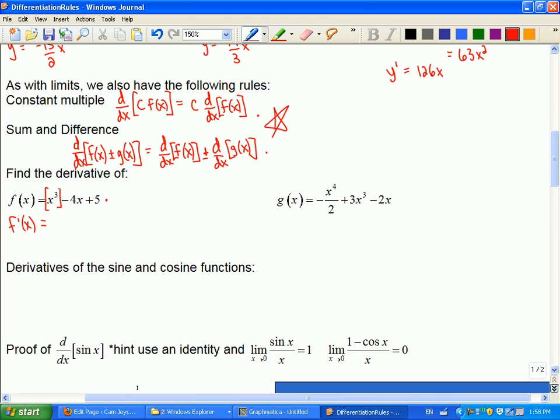So that's what we just worked out here. So what's 3x squared? Or sorry, I just said it. X cubed becomes 3x squared minus 4. And that 5, the derivative of a constant, is 0. So that used all the rules we've practiced so far. 3x squared minus 4. Okay, what about the derivative for g here?